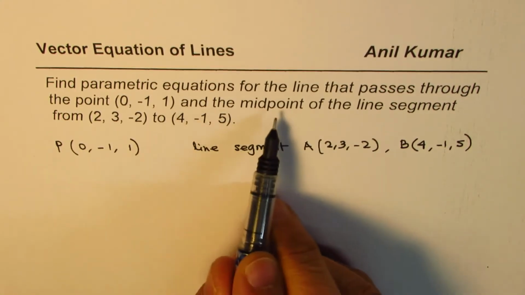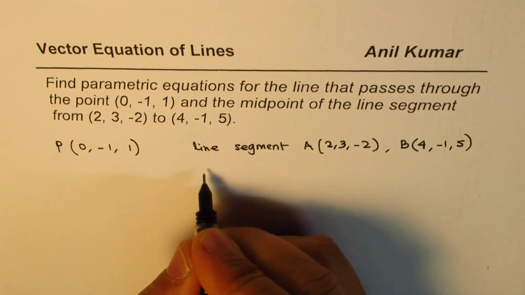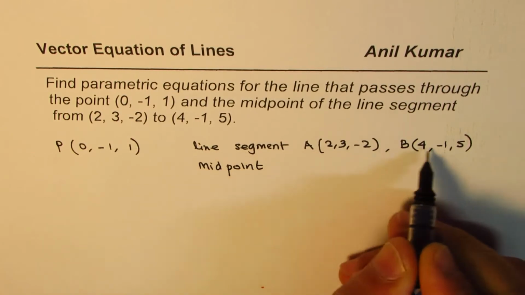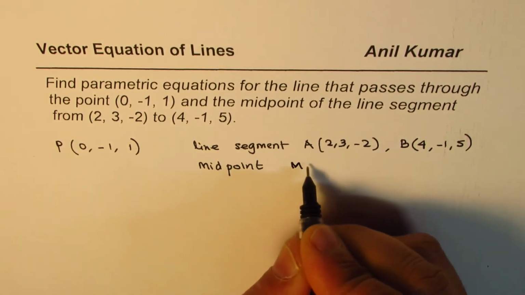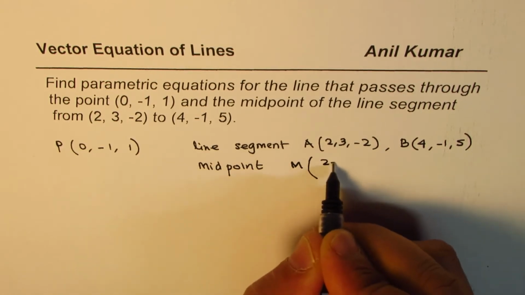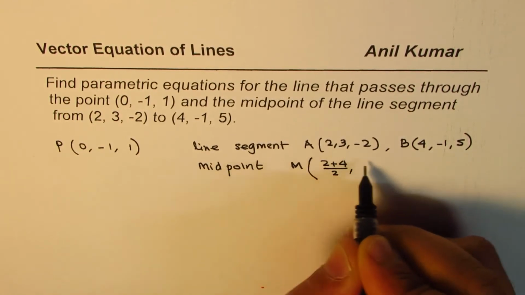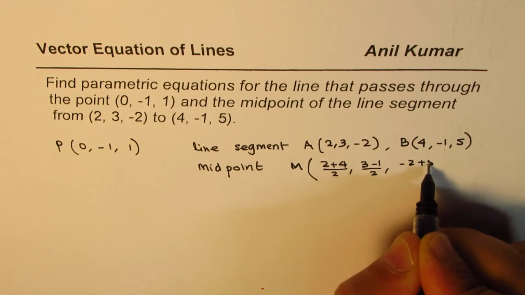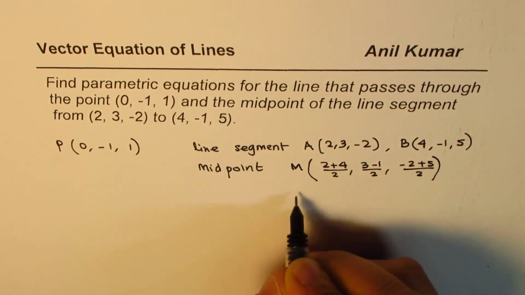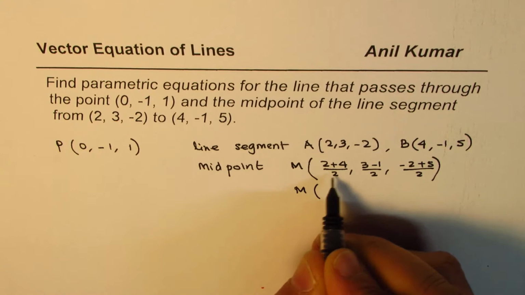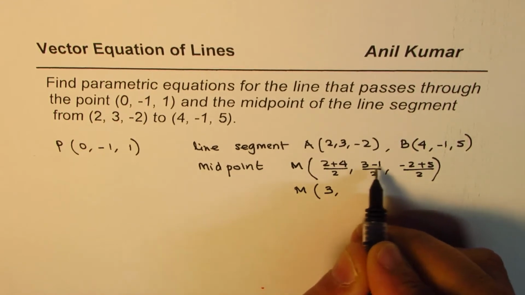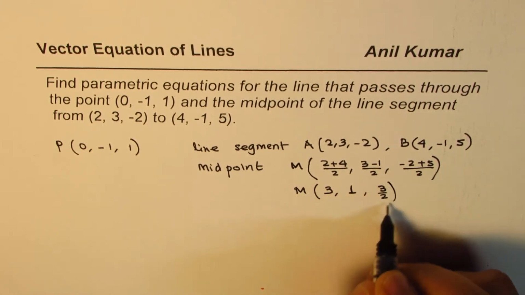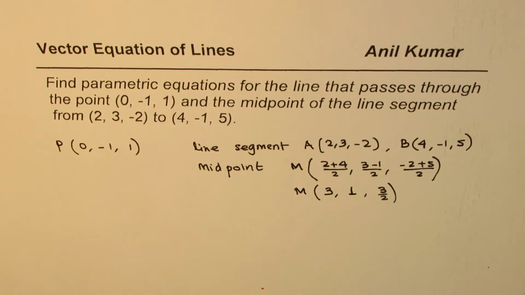Now, since we need to find the midpoint, let's find the midpoint for this line segment. We can add and divide the values. Let's call this midpoint M. So the midpoint will be (2 plus 4) divided by 2, (3 minus 1) divided by 2, (-2 plus 5) divided by 2. That becomes 6 divided by 2 is 3, 2 divided by 2 is 1, and 3/2. It's good to write in fractions. So we know the midpoint now.